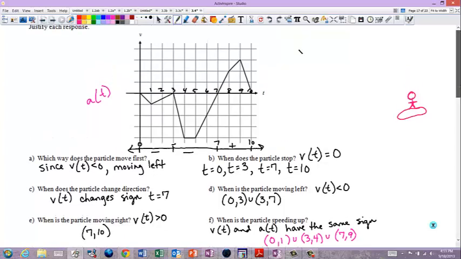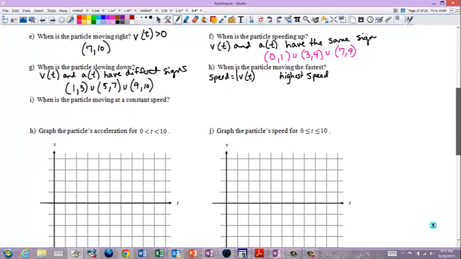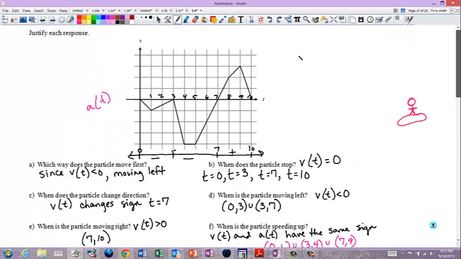If I were to do the absolute value of this graph and do speed, oh, look, I have to graph it in J. Let's go ahead and graph it now. Graph the particle's speed. What happens when you graph absolute value? Remember, it takes everything below and flips it above. So it would look like this in brown. I didn't mean to choose brown. Nothing against brown. It's just not my favorite color.